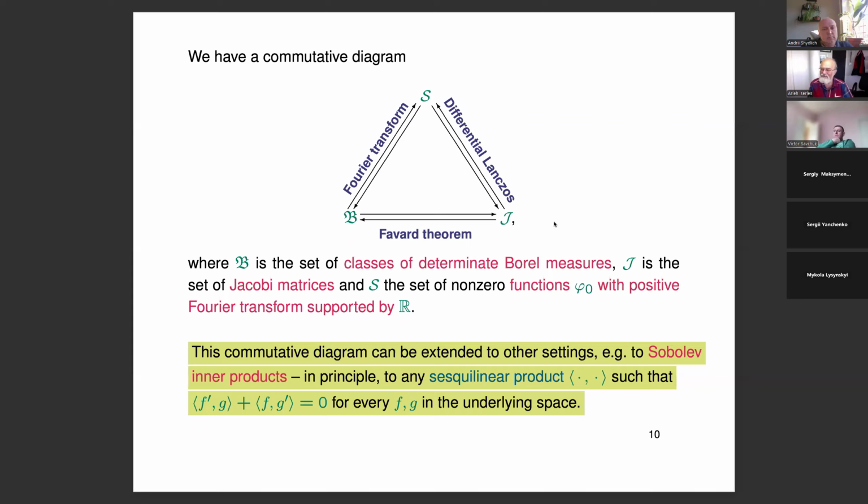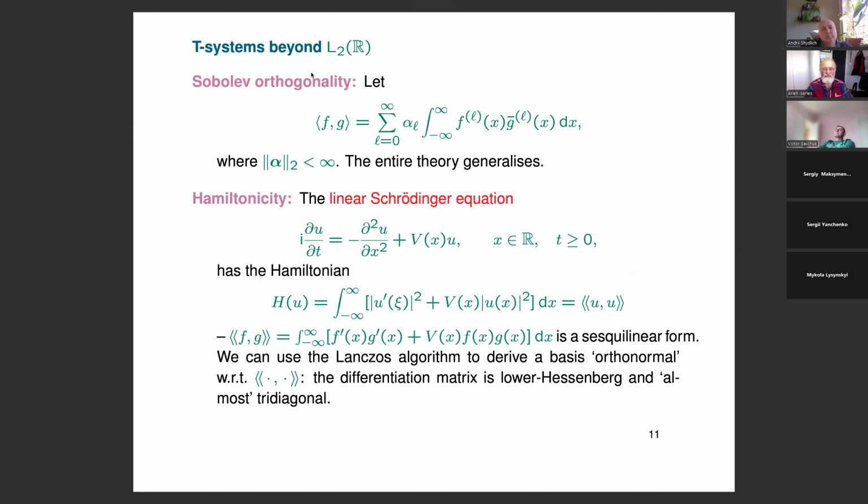For example, it can be extended to Sobolev inner products, and actually to any sesquilinear product, not even scalar product, for which, for every functions f and g in the space, the inner product of f prime and g plus the inner product of f and g prime is always 0. So this is like integration by parts. So if we have integration by parts, it works. And we'll see examples. So T-systems beyond L2. First of all, Sobolev orthogonality.